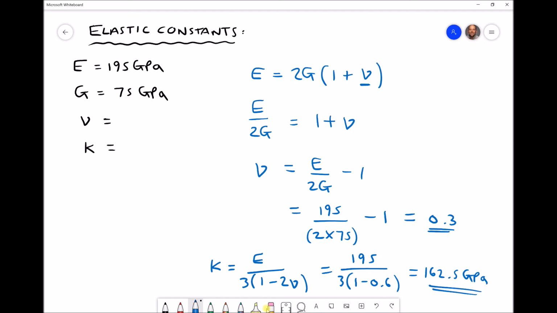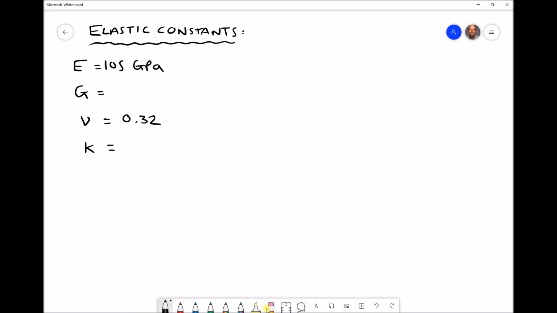So there we have an example of how to calculate Poisson's ratio and bulk modulus when the elastic modulus and the modulus of rigidity are both known. Let's take a look at another example. Okay, so in this example, we know the elastic modulus of our material and we know the Poisson's ratio, and this time we need to calculate our modulus of rigidity G and our bulk modulus K.